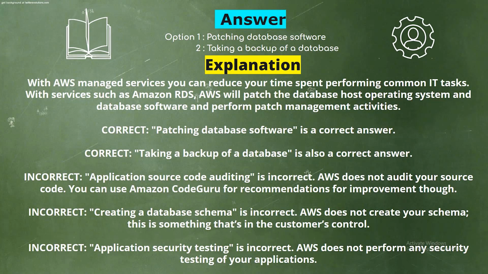Incorrect. Application source code auditing is incorrect. AWS does not audit your source code. You can use Amazon CodeGuru for recommendations for improvement though. Incorrect. Creating a database schema is incorrect. AWS does not create your schema, this is something that's in the customer's control. Incorrect. Application security testing is incorrect. AWS does not perform any security testing of your applications.